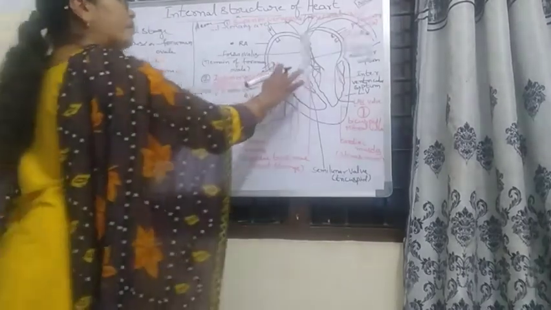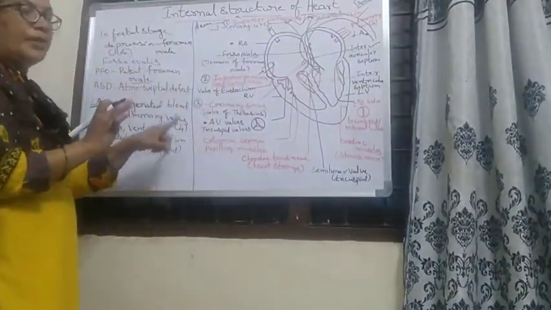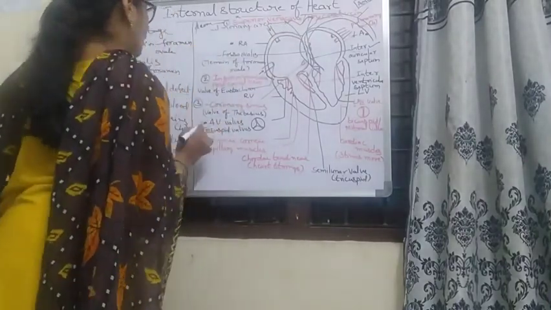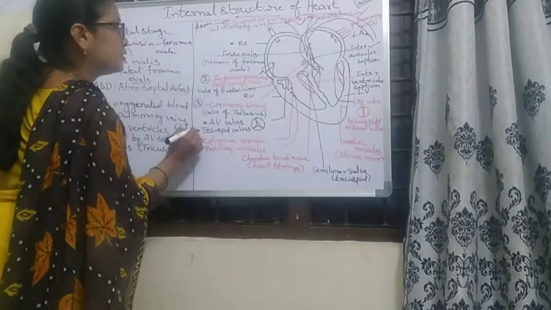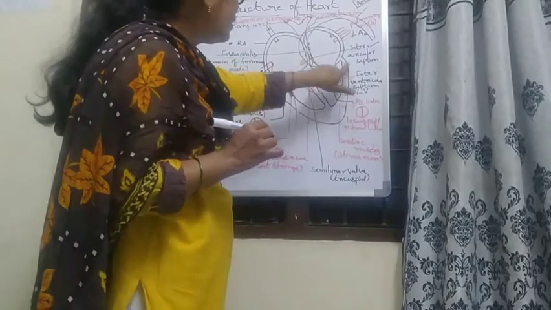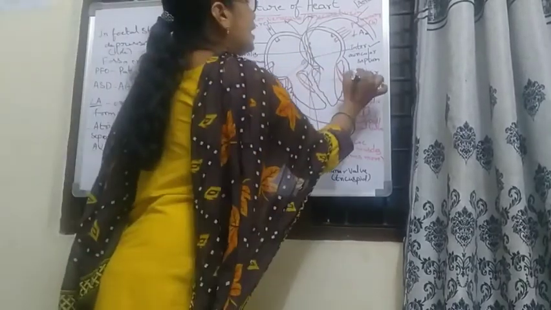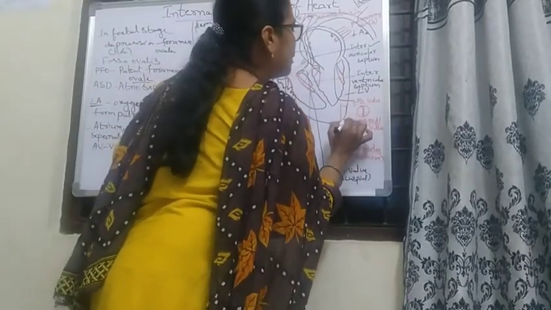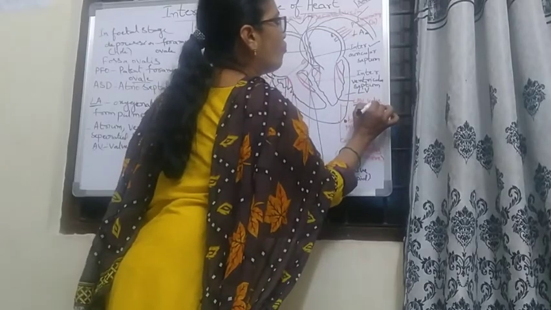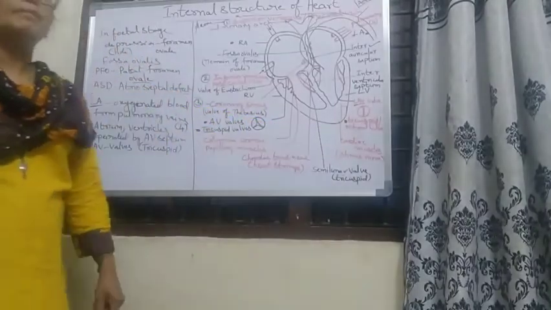These are between the atria and ventricles, which contain the atrioventricular septum. Here in this region, it contains the tricuspid valve. And next, on the left side, the left atrioventricular septum contains the bicuspid valve. The left atrioventricular walls are called bicuspid walls, which are also called the mitral valve.